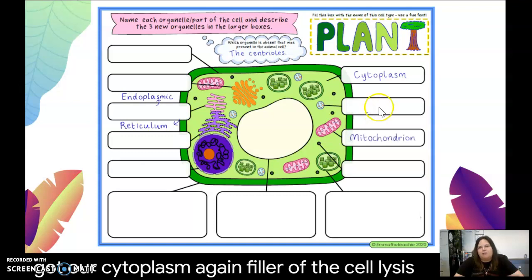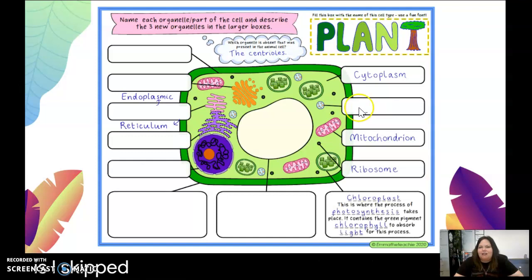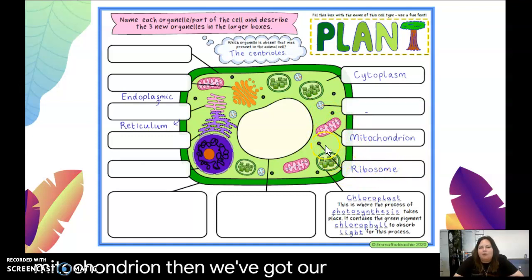Lysosome. Oh, I messed that one up. Hold on. I skipped it. Okay, so the little blue thing with the pink is a lysosome. Okay, the pink thing is our mitochondrion. Then we've got our ribosome.